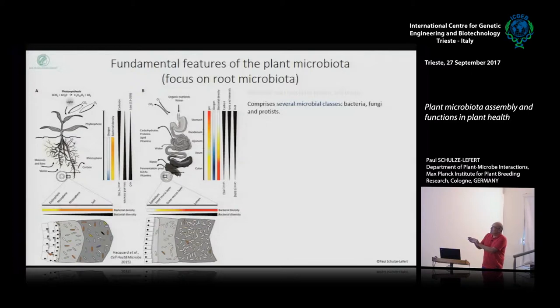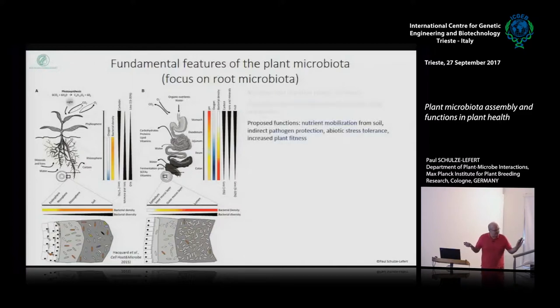Now, I mentioned before several microbial classes of the plant microbiota: bacteria, fungi, and protists. And what are the proposed functions of these microbial communities that associate with healthy plants? Nutrient mobilization from soil is a very important one. And I think this is a very important fact. Plants are photosynthetic, photoautotrophic organisms. They can convert carbon dioxide into organic carbon, into carbohydrates. And they release a substantial amount of the fixed carbon via long-distance transport into soil. There's an enormous amount of organic carbon fixed via photosynthesis that is exuded into soil, a substantial energy investment into soil.